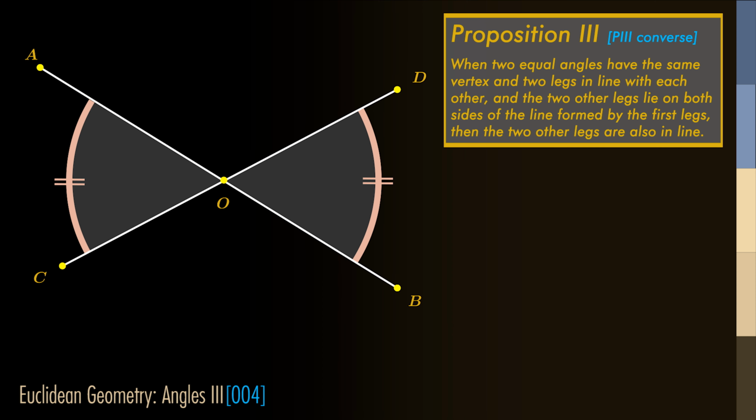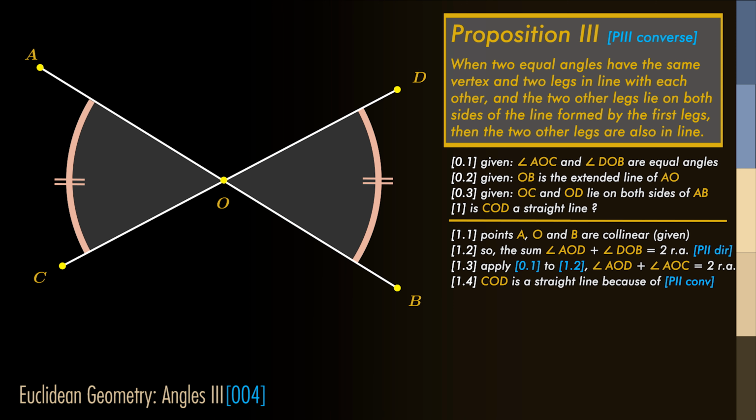The converse can be stated as: when two equal angles have the same vertex and have two legs that are in line with each other, and if the two other legs are laying on both sides of the line formed by the first legs, then the two other legs are also in line with each other. We have angle AOC and DOB, which are two equal angles. OB is in line with AO. OC and OD lay on both sides of AB. We need to prove that COD is a straight line.